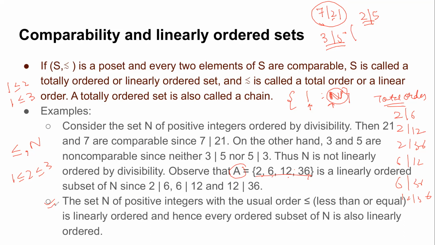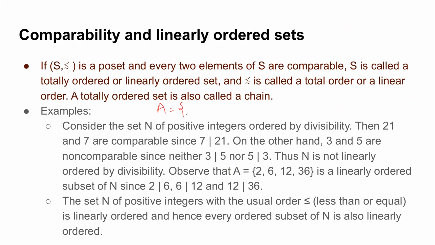Let me check if you understood or not. Suppose I give you this set A, 3, 6, 9, 12, and again the operation is divisibility. Is it a total order, or a linear order? The relation is divisibility and the set is A.